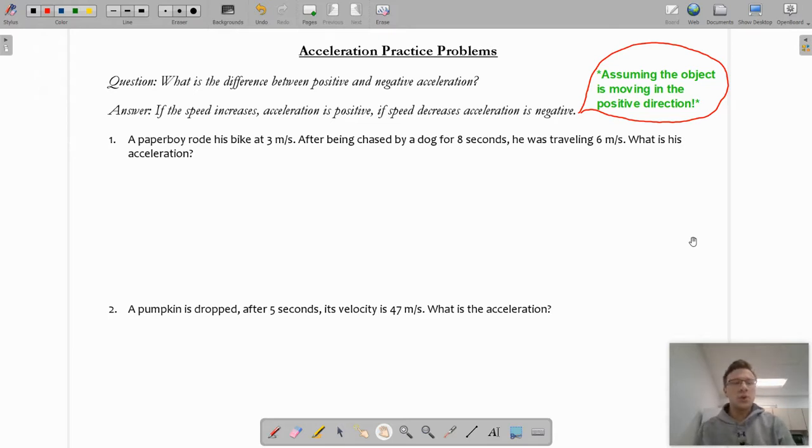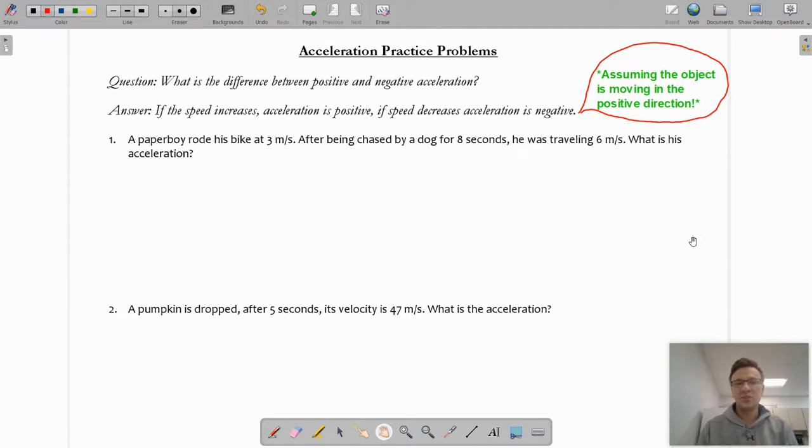So we're going to start off here. You should have already gone through the notes. You should have learned the equation for acceleration. Acceleration is equal to an object's final velocity minus the initial velocity divided by the time interval over which that velocity change occurred.